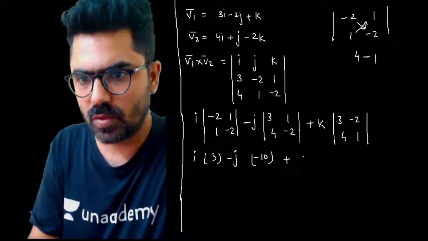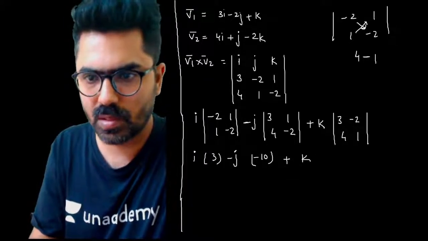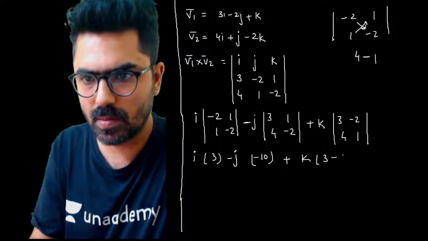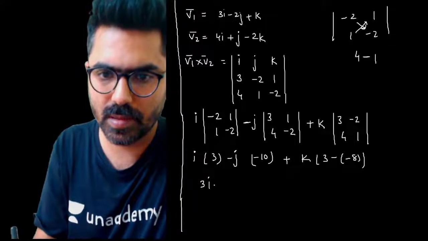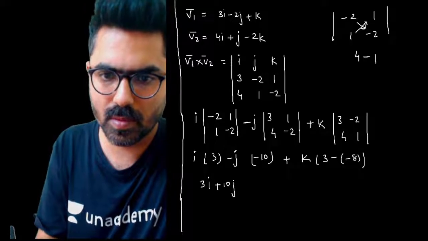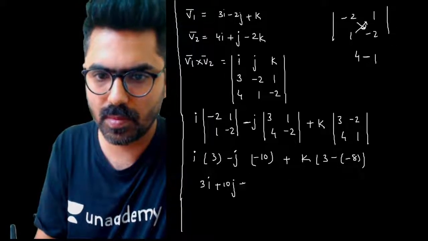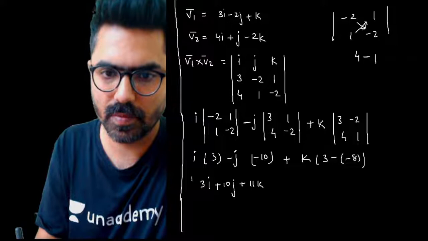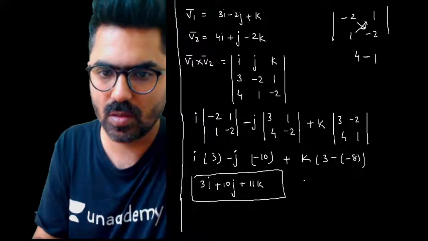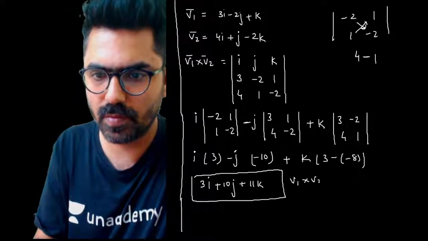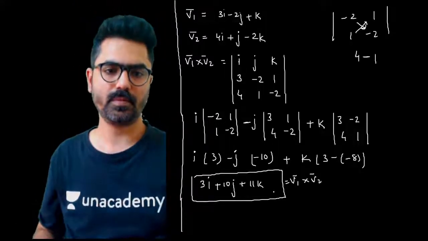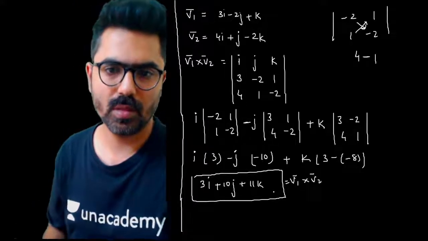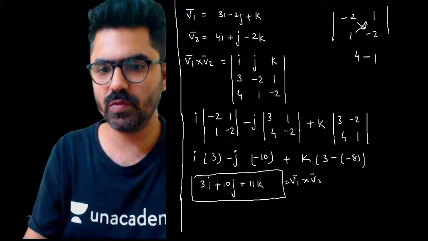Minus 6, minus 4. Now k times 3 minus minus 8. So what is left? 3i plus 10j plus 11k. This is the resultant vector of v1 cross v2.